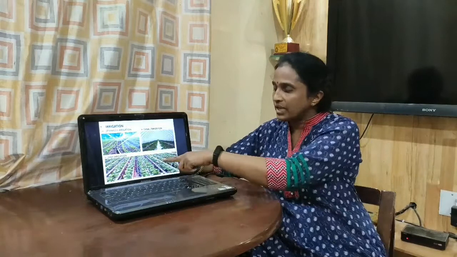The next process is irrigation. What is irrigation? Irrigation is supplying water to the plants. This process is called irrigation. Usually in India, we are using these three methods of irrigation, which you can see on the slide. The first one is sprinkler irrigation. The second one is canal irrigation. The third one is drip irrigation.